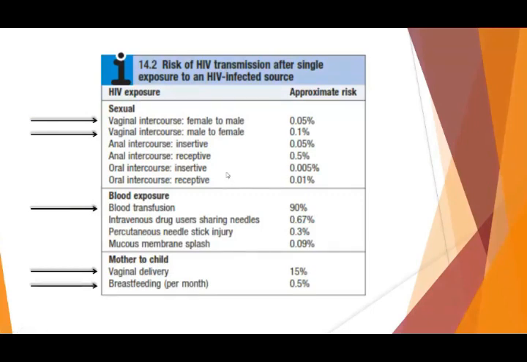Now, why is male to female transmission higher? Because of the large surface area exposed to the virus. The vaginal mucosa has a large surface area exposed to the materials from the male, the semen. On the contrary, female to male transmission is low because of the narrow site of mucosa exposed to cervical secretions. So the surface area is very important. Female surface area is larger than the male surface area through vaginal intercourse.